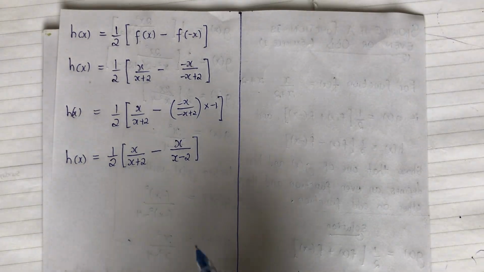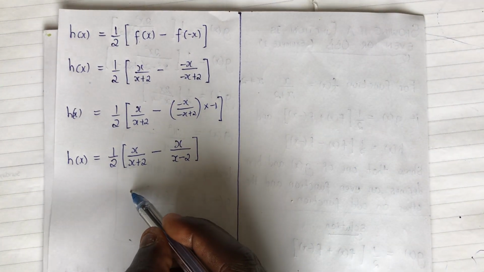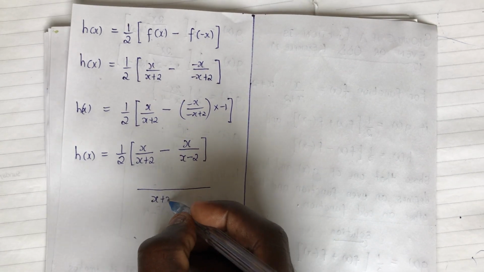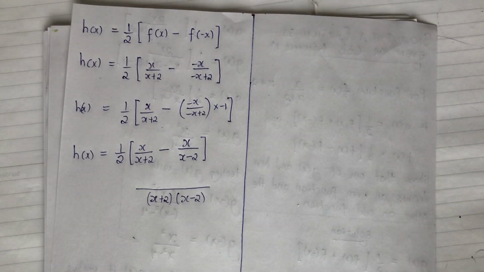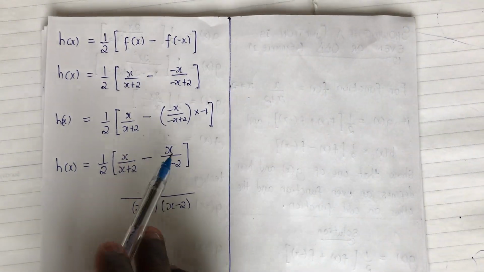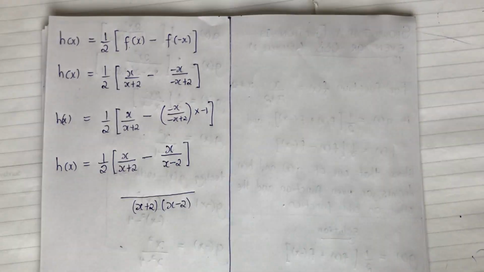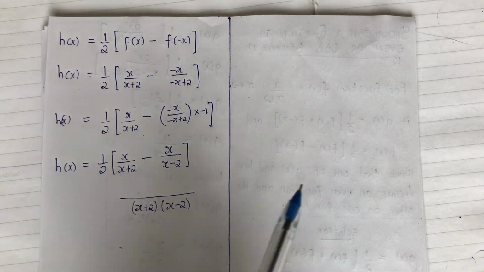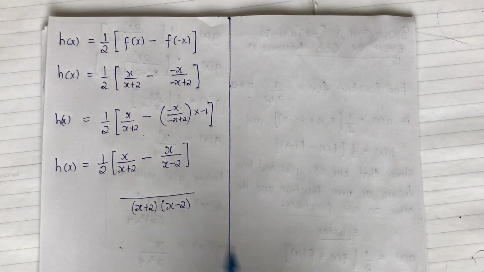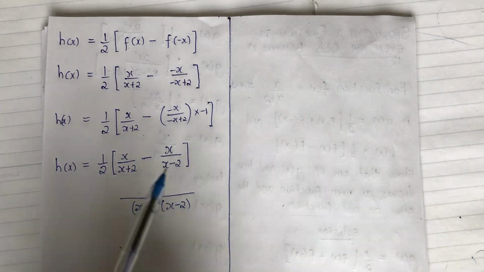Then the next step is to take LCM on both sides. LCM is x plus 2, x minus 2. How do you know you take LCM? Because it's a subtraction of fractions, we need to group it together as one. Remember that we take LCM for two fractions, or a fraction and a whole number, that are adding or subtracting.